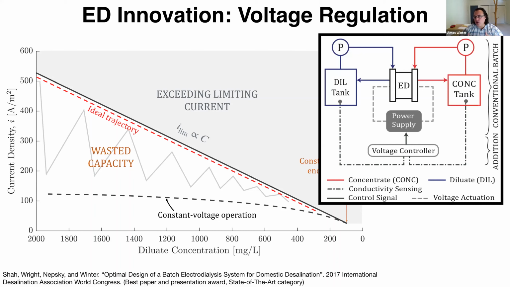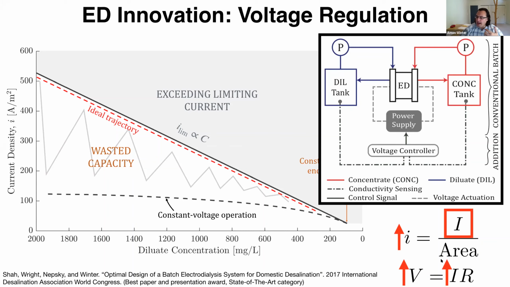So we created a control system where we use a feed-forward controller, where we're always measuring the concentration in the diluent tank and the concentrate tank, and feeding that into an algorithm to adjust the voltage applied over the electrodialysis stack in order to maintain our current density as close to limiting as possible. We're trying to increase our current density by changing our current, and we're doing that by changing our voltage, because the ED stack just obeys Ohm's law, V equals IR.